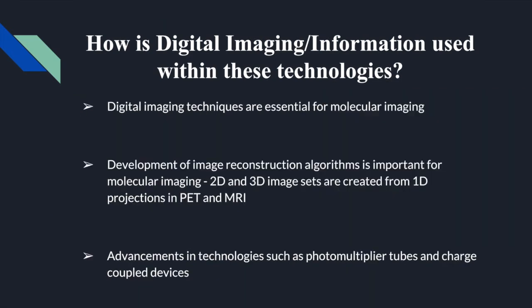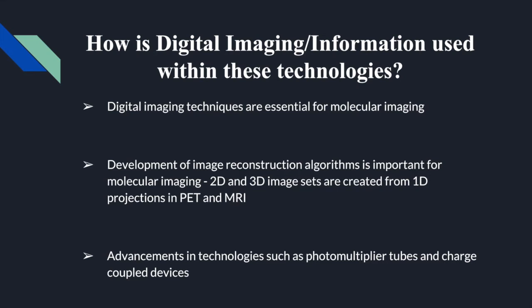This is important for storage of information produced via molecular imaging and for any kind of imaging modality. Digital imaging techniques are essential for molecular imaging. Development of image reconstruction algorithms are also an important part of molecular imaging. A 1D projection in a PET scan or an MRI scan is then used to create 2D and 3D image sets. Image reconstruction is used to produce a viewable image in different planes for these modalities, which is very useful when you're examining an image.